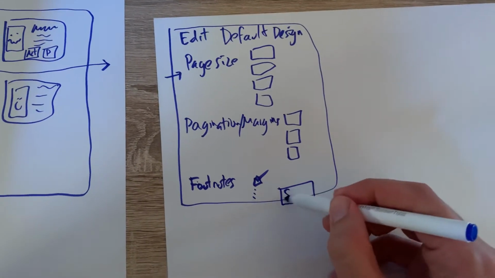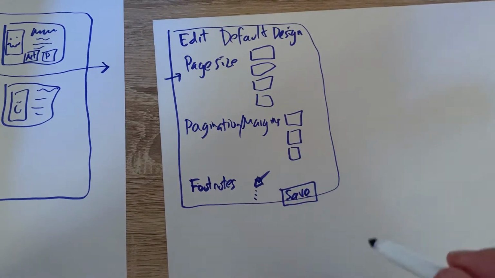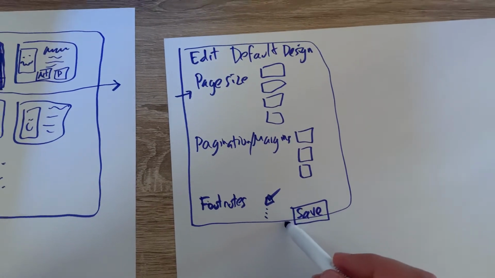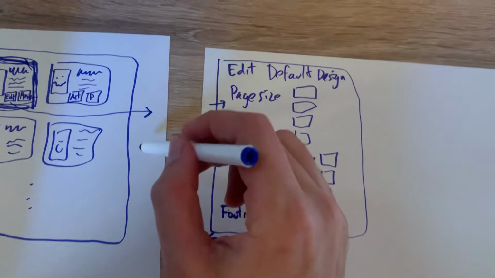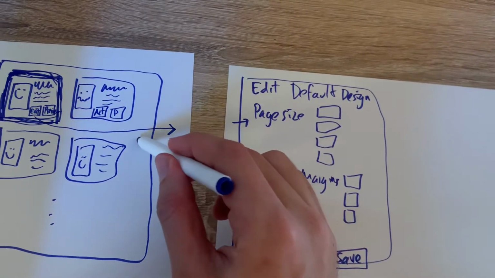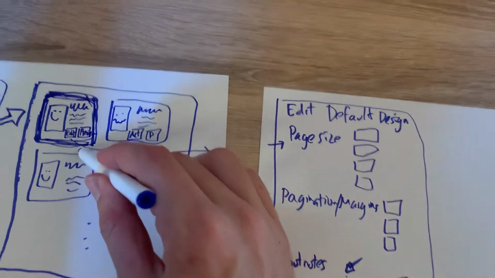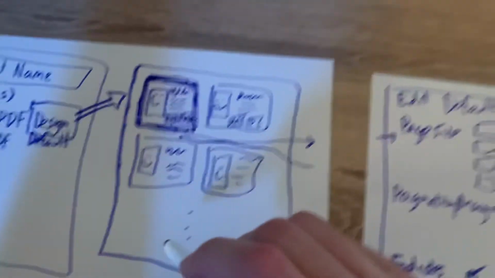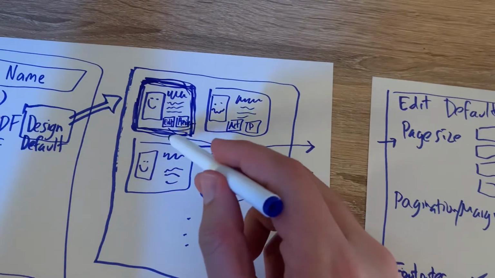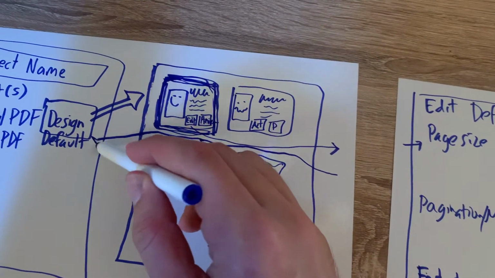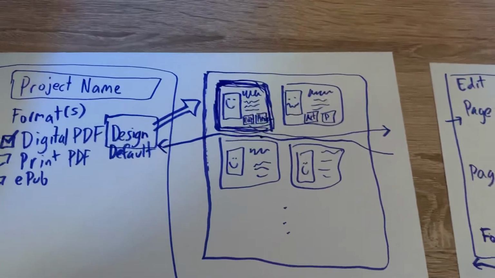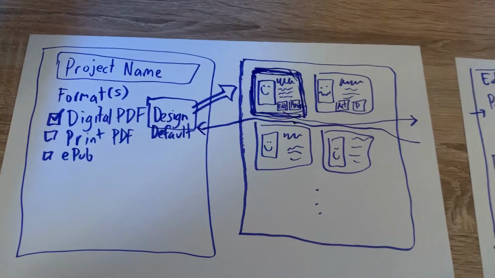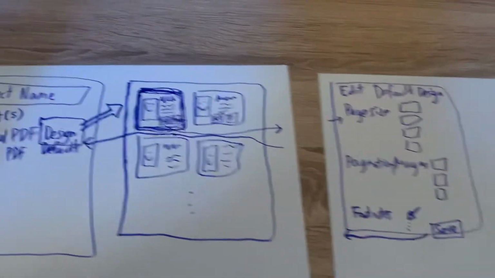And there'll be a save button. And when you click save, it'll save it. And it'll send you back maybe to this page here where you're choosing your design. Or it might just bring you all the way back here. I'm not quite sure. Anyways, but that's how you would choose and configure your design.